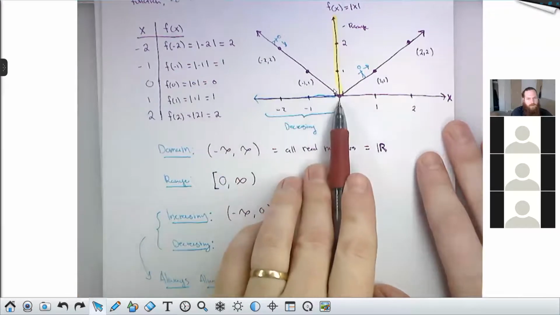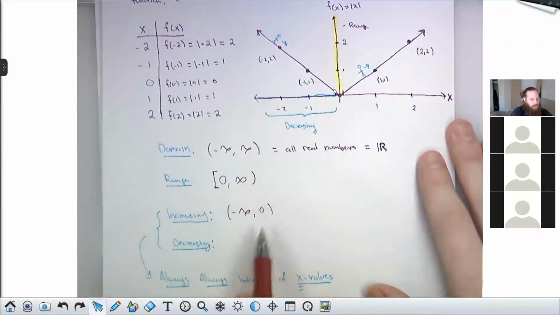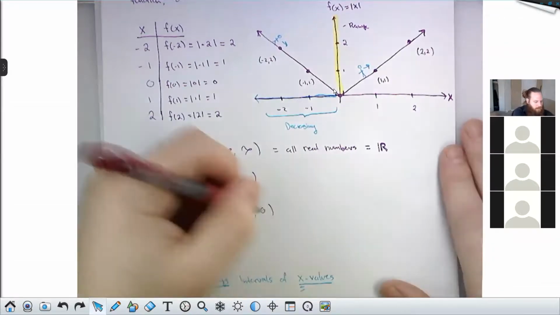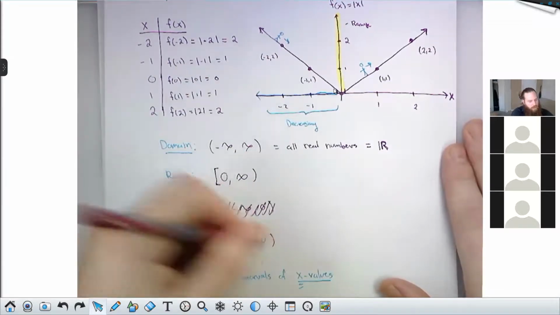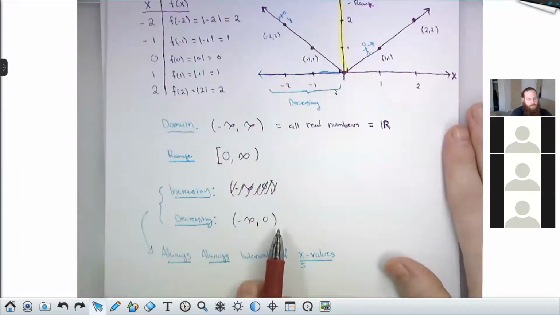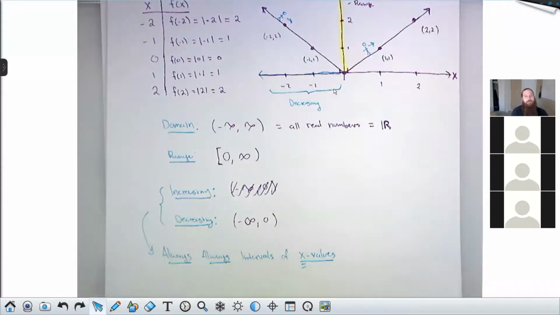Why do we not include 0 in the interval on which this function is decreasing? Why should I use an open parenthesis here? I'm sorry, I wrote this under increasing, didn't I? I'm so sorry. We're doing decreasing first. Negative infinity up to 0. Why do we use an open parenthesis here instead of a square bracket? Why do we not include 0 in that set? Why is it not fair to say we're decreasing at this point right here?